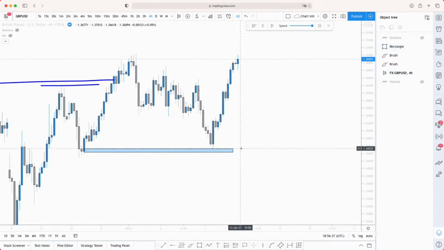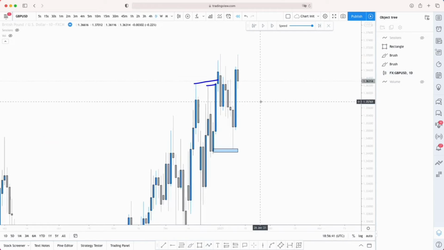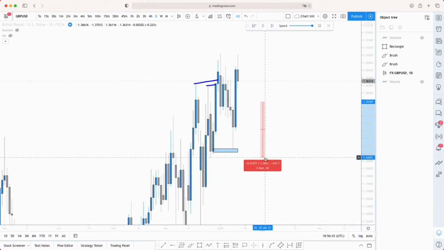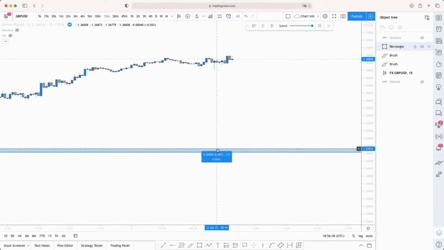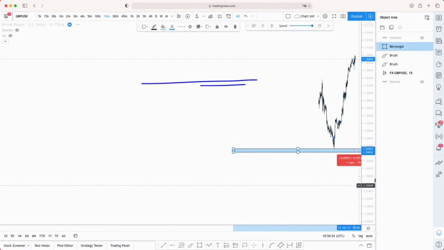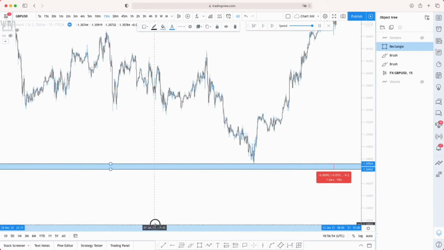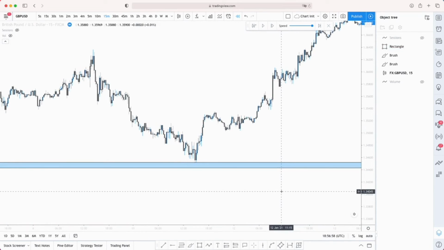So we have reduced that daily OB, which was how big was that? That daily OB was 147 pips. We have reduced it down to a 9 pip range. And we can keep doing that until you feel comfortable. And we'll talk about how to actually use that in terms of entries in the next part. But for now, that is how to refine your order blocks.